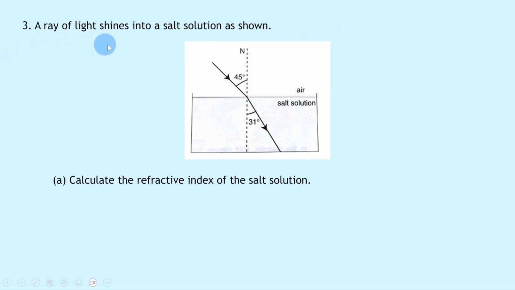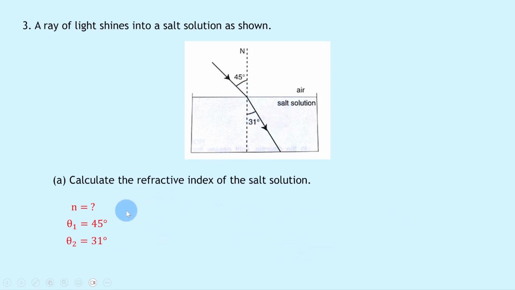Question 3 says a ray of light shines into a salt solution as shown. So you'll see the light's going from air into a denser salt solution, and in part A it says calculate the refractive index of the salt solution. Well, we're given some angles here which we can use, so writing down what we know from the question, we're trying to find N, the absolute refractive index. We know that θ1, the angle in air, is 45 degrees. That's the angle of incidence between the normal and the incident ray there. And then the angle θ2 is the angle of refraction, which is measured between the normal and the refracted ray inside the salt solution, which has a value of 31 degrees.